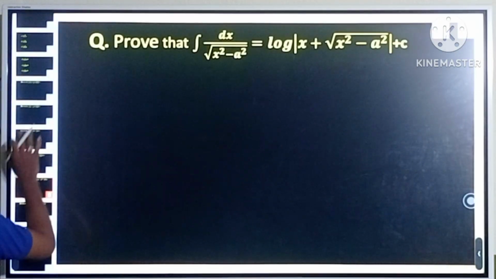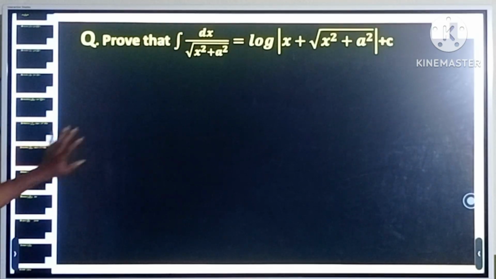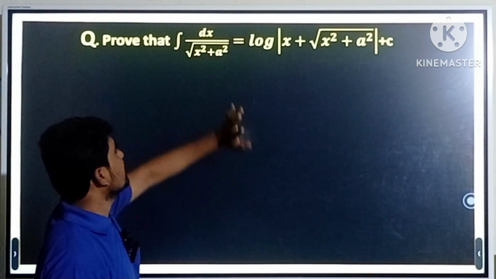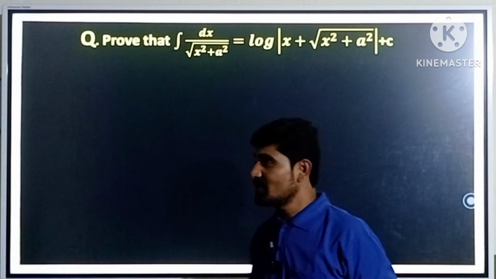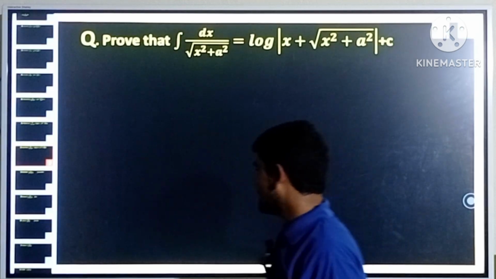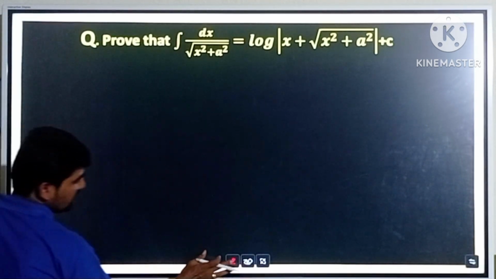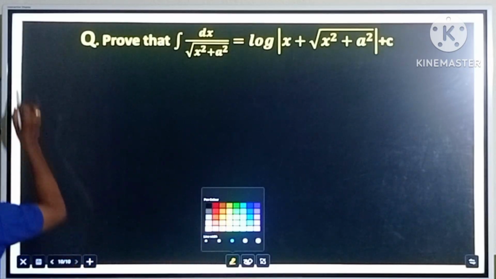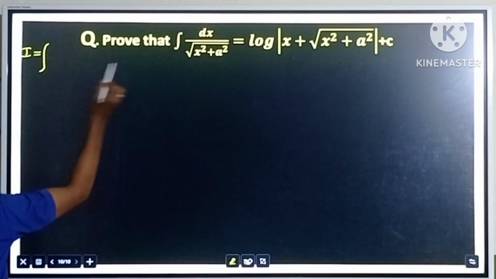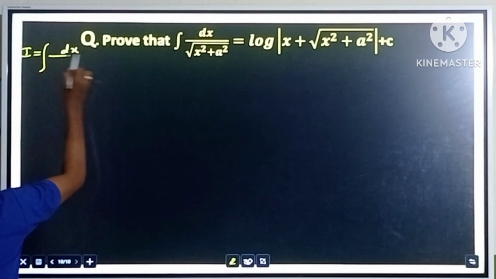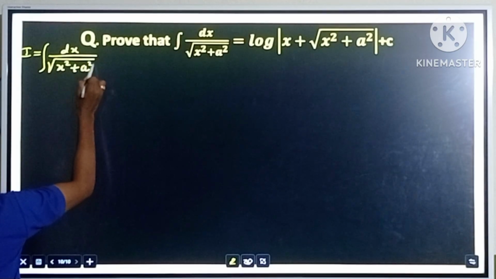Sixth one is, prove that integration of dx divided by square root of x square plus a square is equals to log of x plus square root of x square plus a square plus c. So here again to prove this, firstly I am going to take the given integral as I. What is I? I is equals to integration of dx divided by square root of x square plus a square.